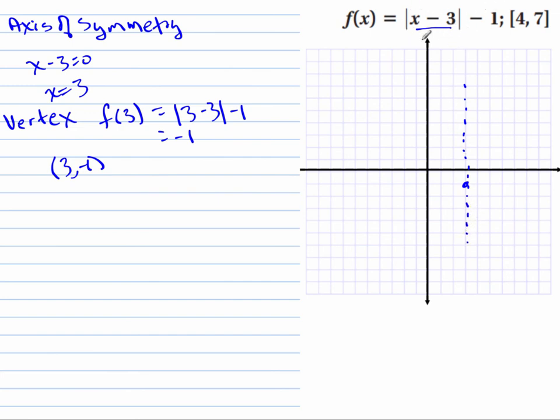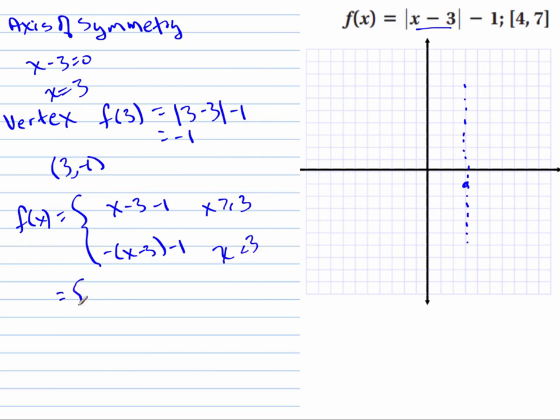Now, if I look at this, I see that I have a slope of 1. I can write this as a piecewise function. It's x minus 3 minus 1 for x greater than or equal to 3. And it's minus x minus 3 minus 1 for x less than 3. Now this one's going to take a little bit more clearing up.